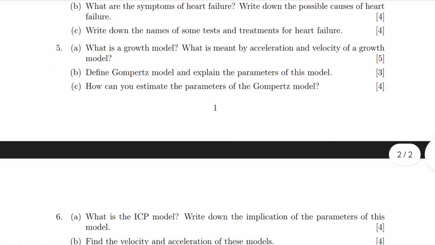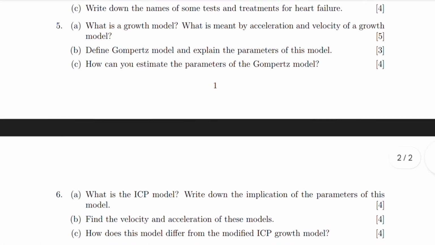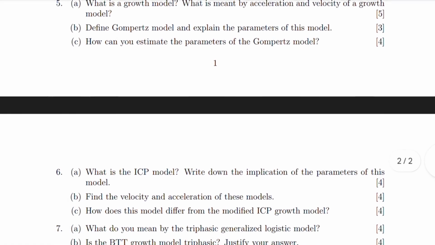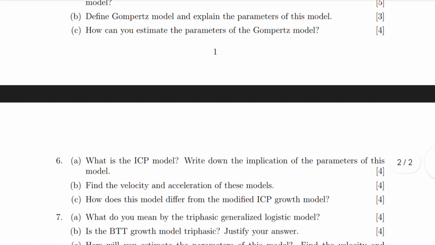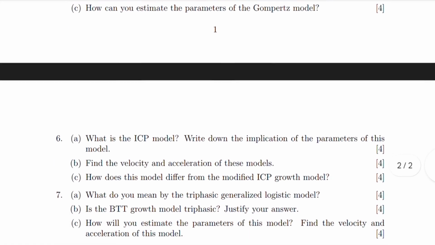5. A. What is a growth model? What is meant by acceleration and velocity of a growth model? B. Define Gompertz model and explain the parameters of this model. C. How can you estimate the parameters of the Gompertz model?